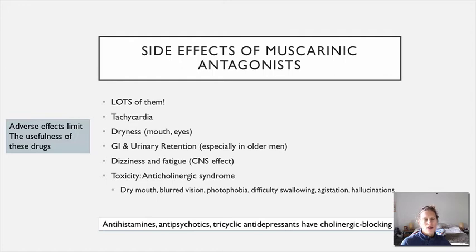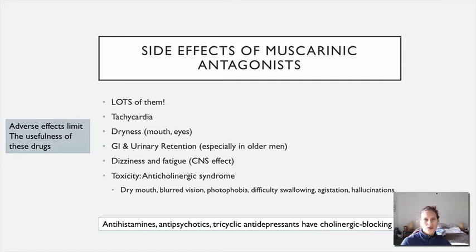A lot of dryness, especially of the mouth, blurring of the vision, especially distance vision, photophobia, difficulty swallowing. Photophobia is sensitivity to the light, which you would expect because they're going to have a lot of pupil dilation. Difficulty swallowing, mostly because of the dryness of the mucosa. Agitation and hallucinations. Again, those are sort of CNS effects.